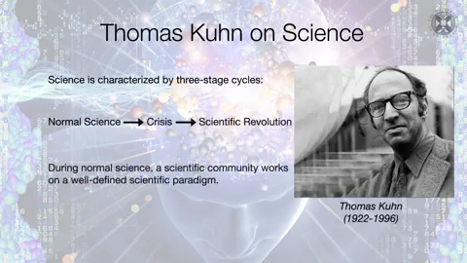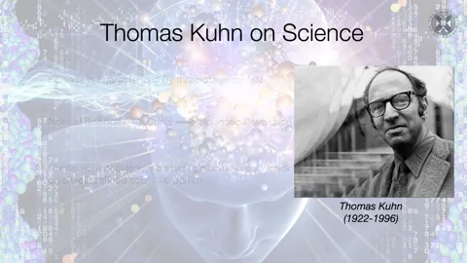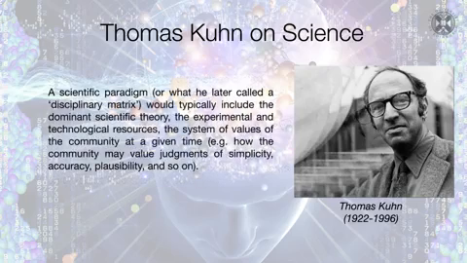In periods of normal science, scientists work within a scientific paradigm. This is the expression that Thomas Kuhn introduced in 1962. Kuhn didn't define exactly what a scientific paradigm is, but roughly a scientific paradigm includes the main scientific theory, the experimental and technological resources endorsed by the community at the time, as well as the system of values of that community. So the kind of values like simplicity, mathematical elegance, parsimony, and others that scientists deem valuable.